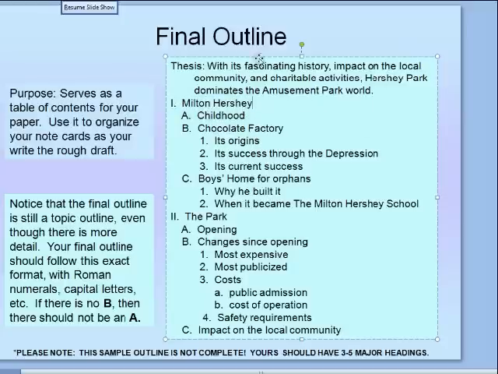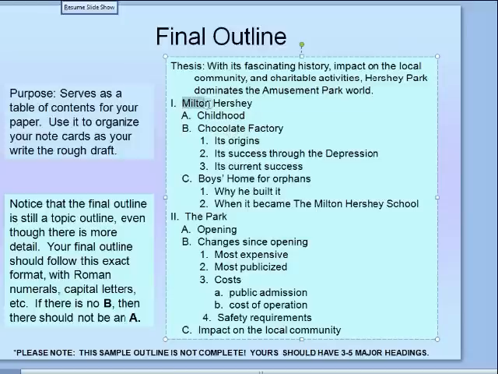Let's actually read the thesis. It says, with a fascinating history, impact on the local community, and charitable activities, Hershey Park dominates the amusement park world. So there's the thesis statement. It is somebody's opinion, but they are going to try to prove that statement that they've made with the facts and information that they have researched beforehand.